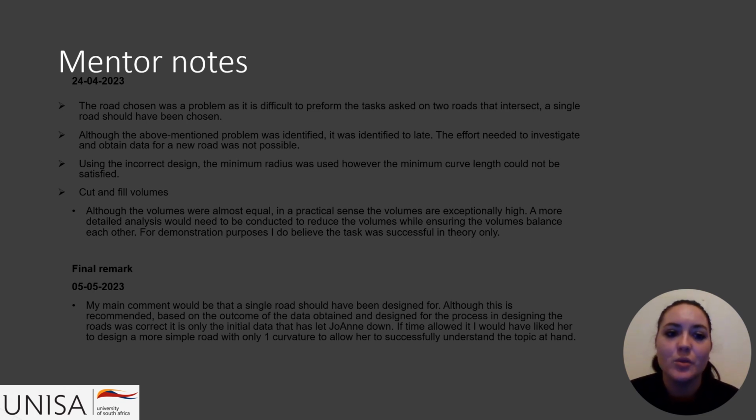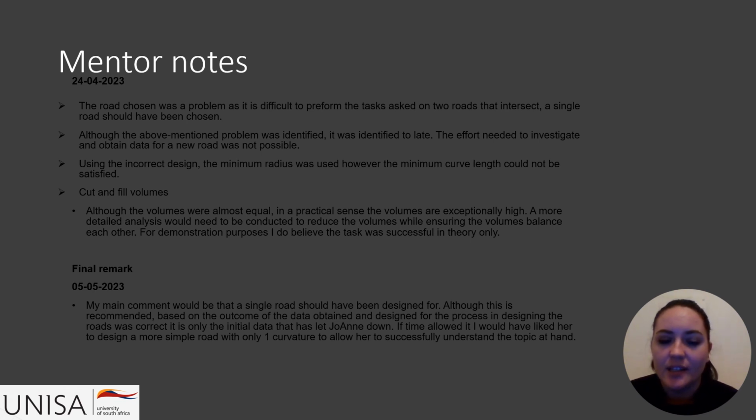His comments from the 24th of April were that the roads chosen turned out to be difficult to perform the tasks needed, as there's an intersection instead of one single road. Although the above mentioned was identified, the time in which to rectify this was not enough. The effort needed to obtain and investigate a new road was not possible at the time, as we could not find more contours that would give me a straight line.